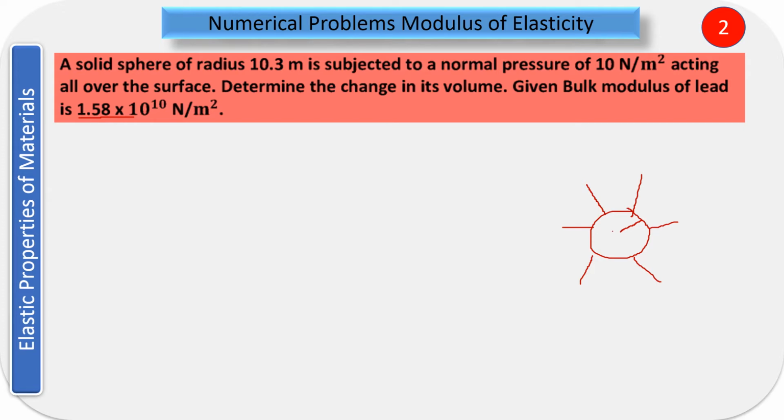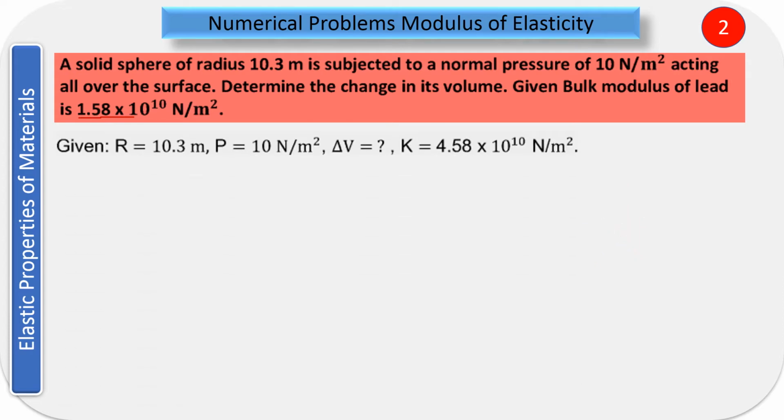Find the change in its volume. So naturally, if its volume is V, this volume will get reduced. Let us suppose the reduced volume is coming here. So naturally this V will change by delta V. What is the change in this volume? This is what we have to find in this problem. So again, let us find out what data is given to you. The radius is given, that is your 10.3 meter. The pressure that you are applying is given. It's not a wire, here it is a sphere. And the bulk modulus is given.